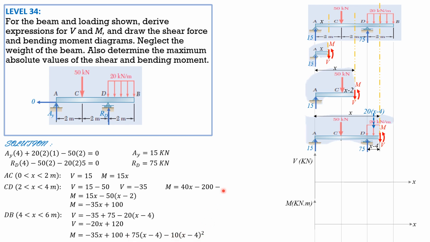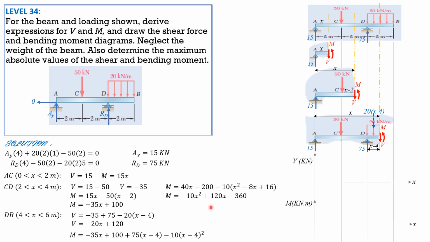So simplifying further, moment is 40X minus 200 minus 10, let's expand this, X squared minus 8X plus 16. So moment is negative 10X squared plus 120X minus 360 if you simplify this moment equation.